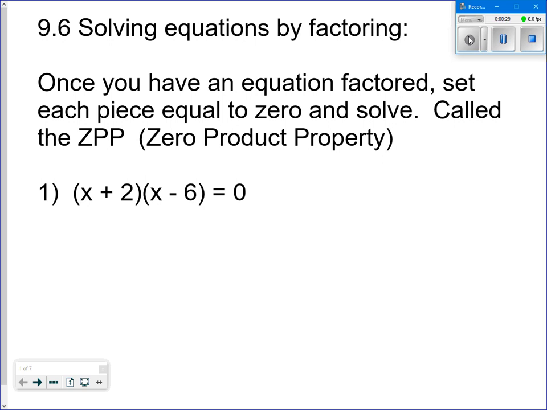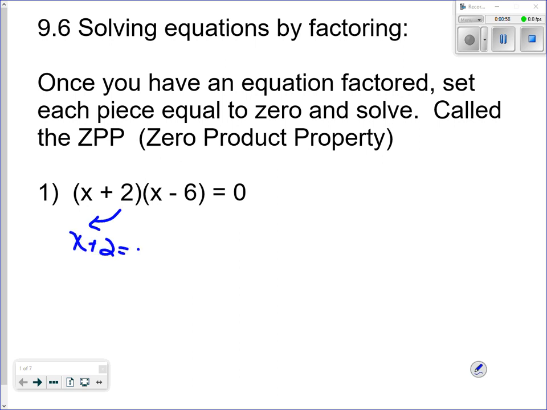So the first type of factoring we're going to look at is equations that have already been factored for us. So these are going to be super easy. You already have the set of parentheses there. So what we're going to use is something called the zero product property, ZPP, zero product property. We're going to take each set of parentheses, pull them apart and set each one into its own little baby equation.